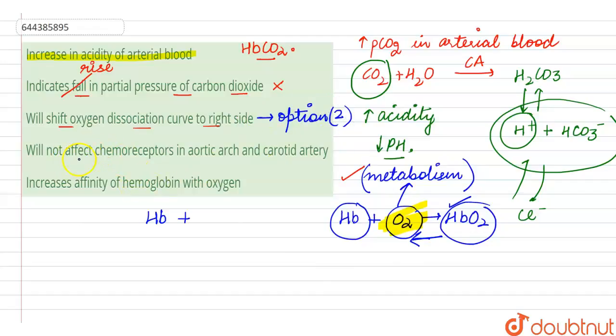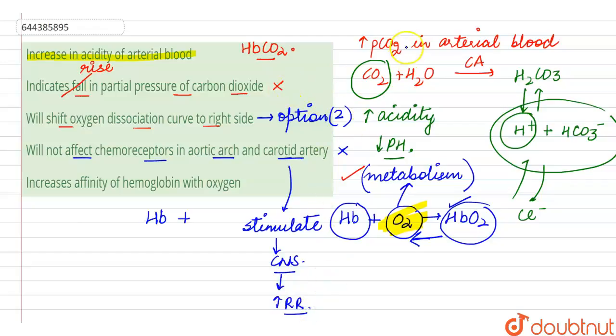The third one says it will not affect chemoreceptors in the aortic arch and the carotid artery. This is also not the right option. It is certainly going to stimulate the chemoreceptors. By stimulation of the chemoreceptors, it is going to give signals to the central nervous system, the respiratory centers in the medulla and the pons, which are further going to increase the respiratory rate to get rid of this increased carbon dioxide, right? And the fourth one says it increases the affinity of hemoglobin to oxygen.